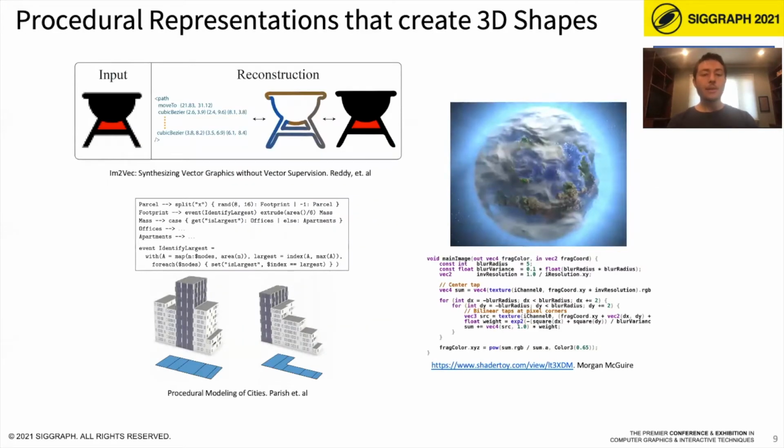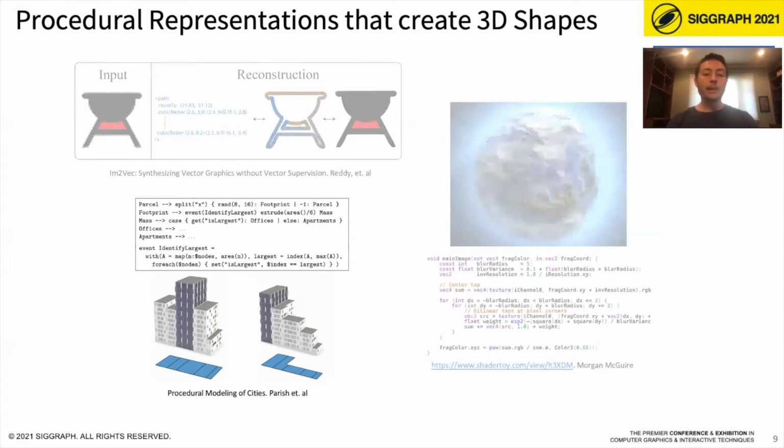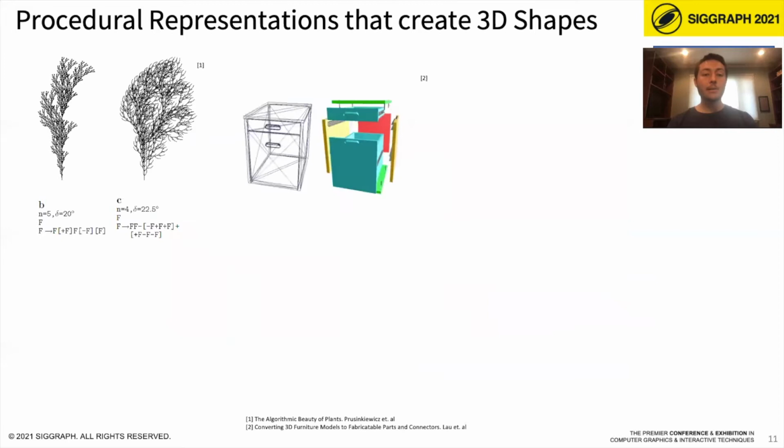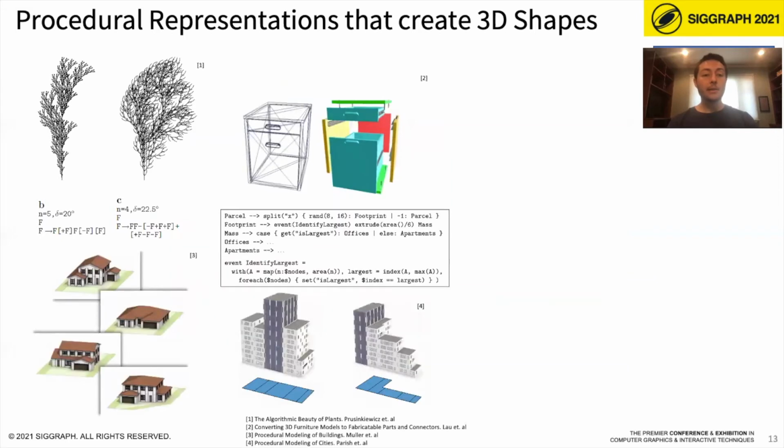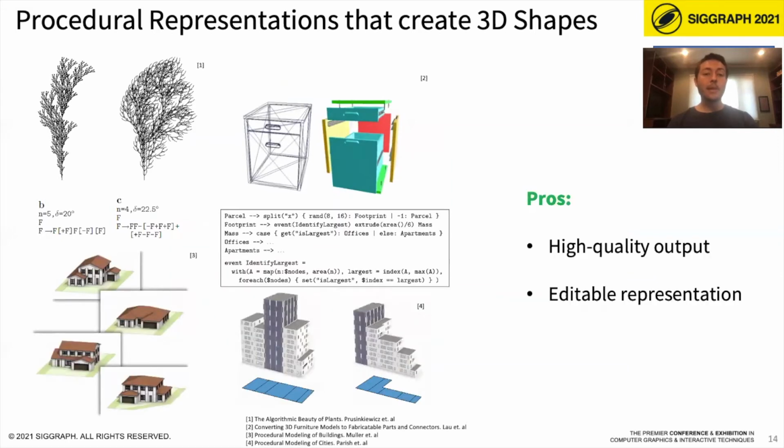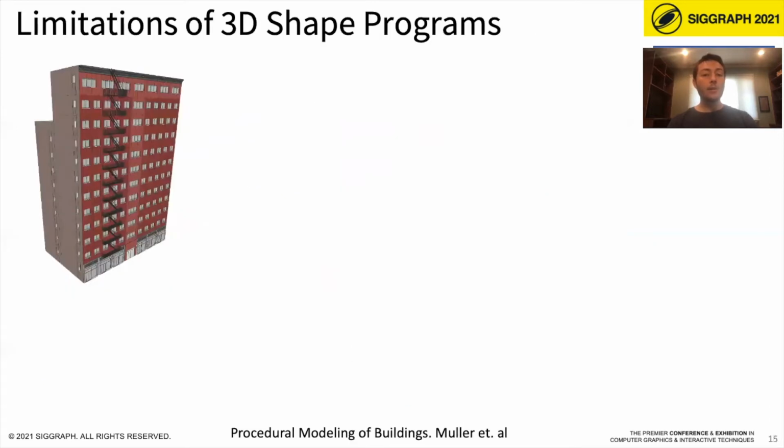In this presentation, we focus on 3D shape programs as an application area, but the ideas we'll present should be applicable to other procedural domains, and we'll come back to them at the end of the talk. There's a rich tradition within computer graphics demonstrating the value of programs for generating 3D data, from plants to furniture and even buildings and cities. As a representation, shape programs offer the ability to generate high-quality outputs by construction, and their form allows for direct and intuitive editing. However, using programs to represent 3D shapes also comes with limitations.